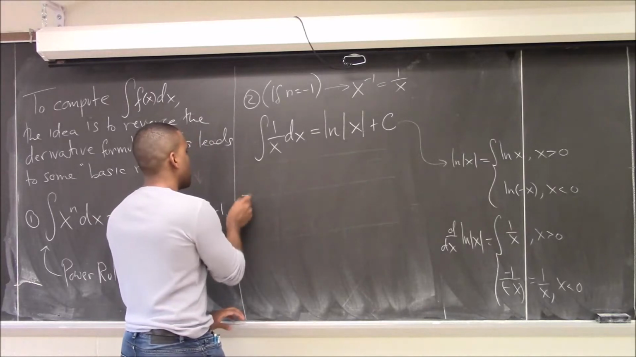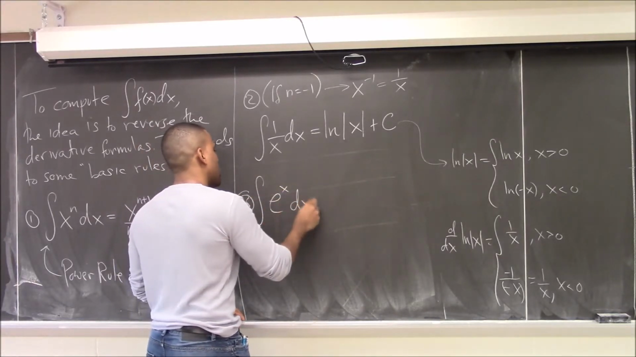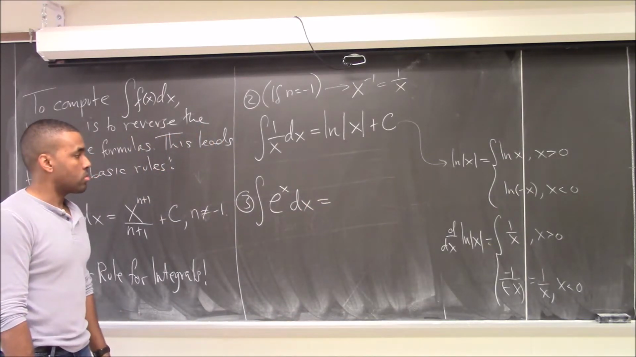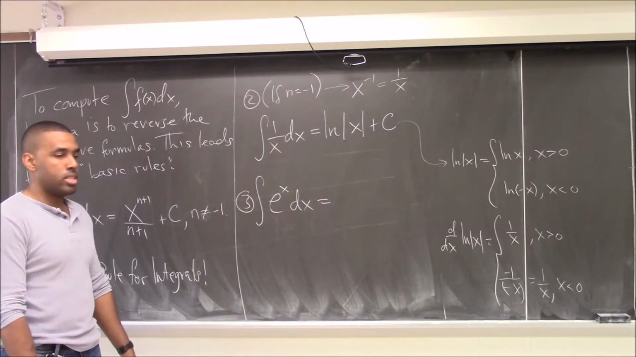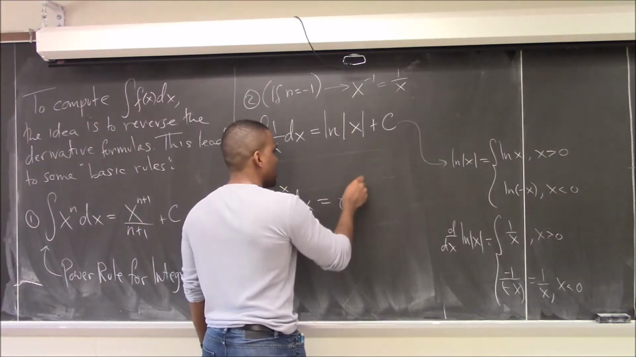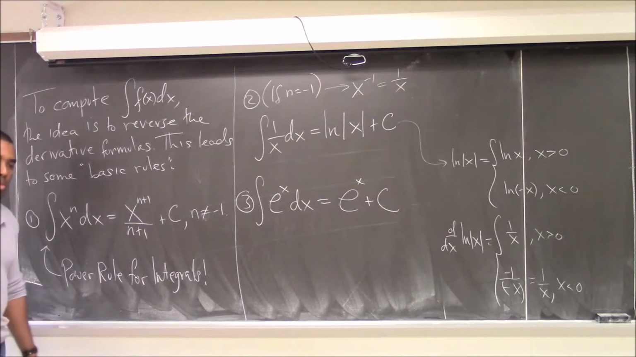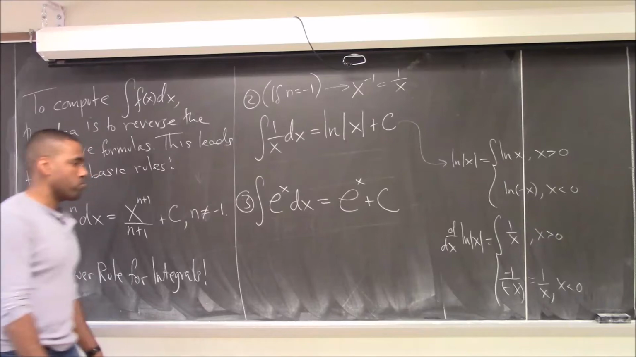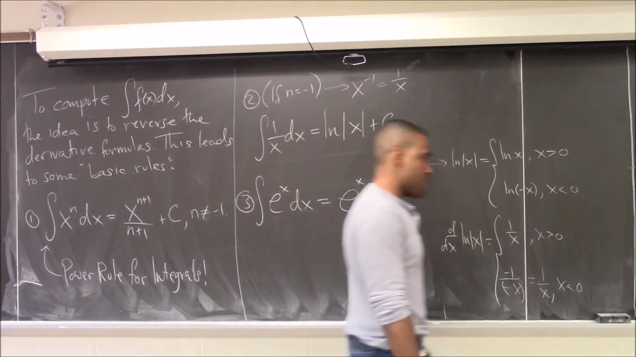We can also talk about e to the x. What function do I differentiate to get e to the x? E to the x, its derivative is itself. The difference is here there's a plus c, and yes, the plus c's are also important when you're doing antiderivatives. So we have these basic rules.